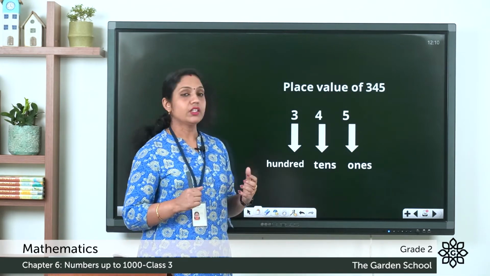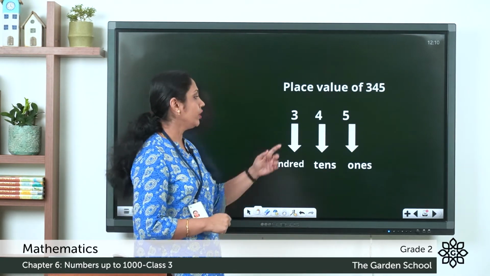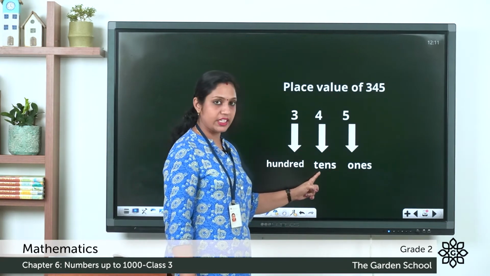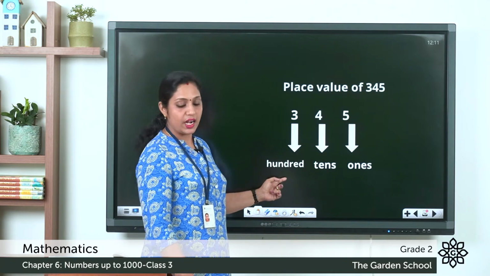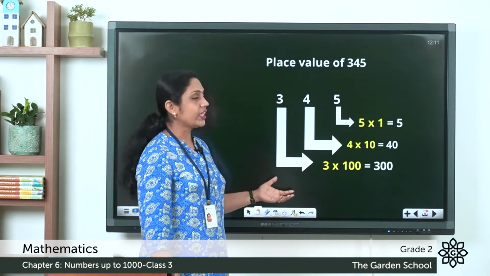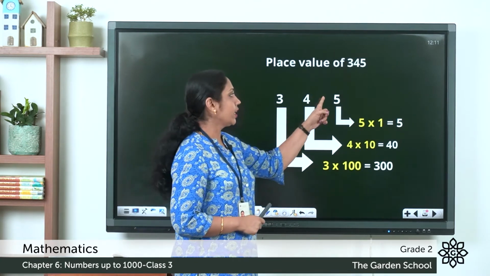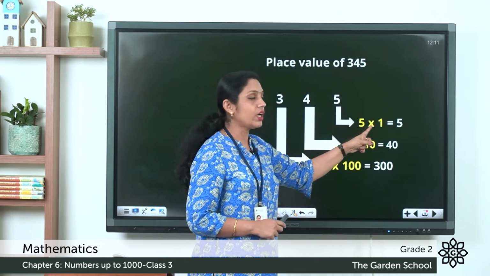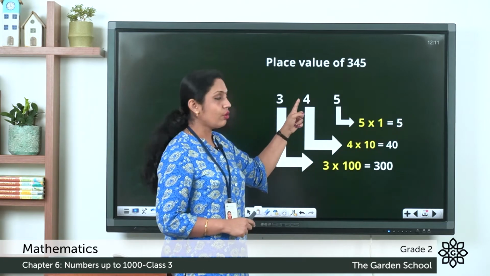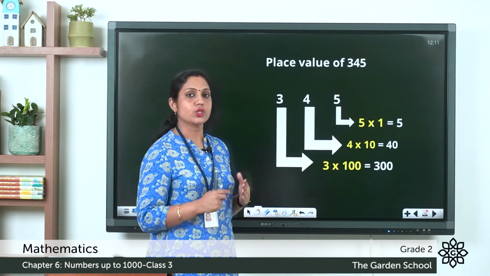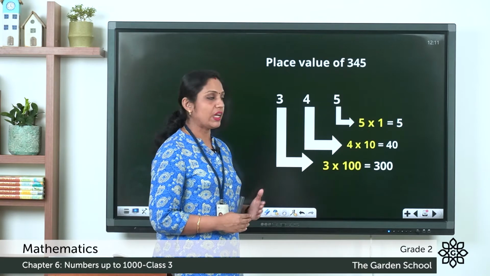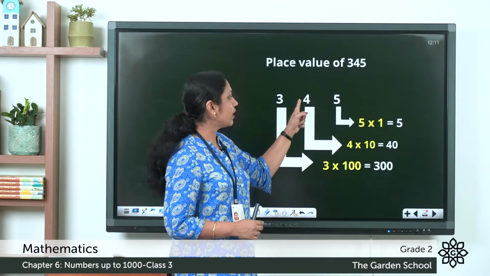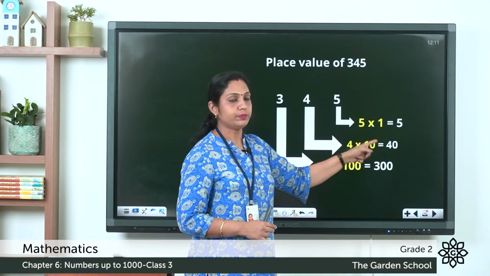Here we have the number 345. We know that the 5 comes in the ones position, 4 comes in the tens position, and 3 comes in the hundreds position. To check the place value, we can write it as 5 is in the ones position. So we can write it as 5 into 1 is equal to 5. 4 is in the tens position. So how can we write it? To get the place value, we can write it as 4 into 10 is equal to 40. So the place value of 4 is 40.